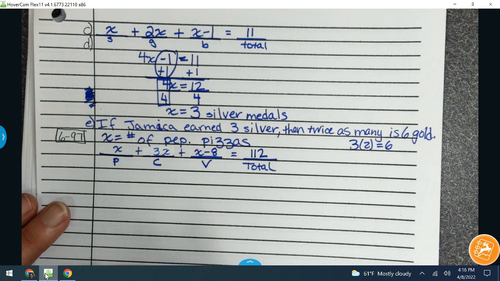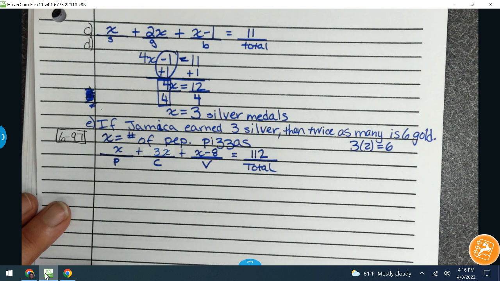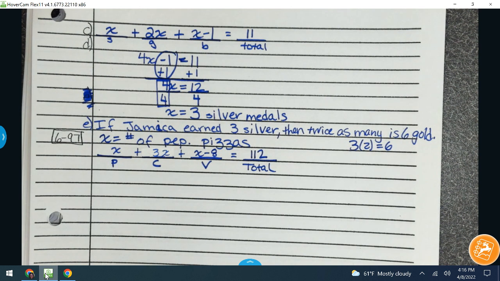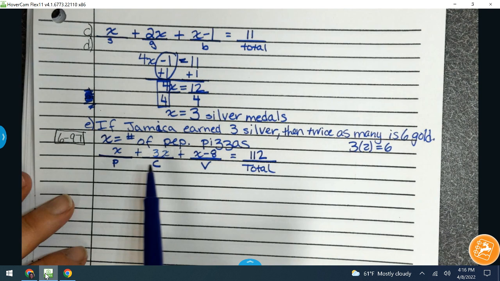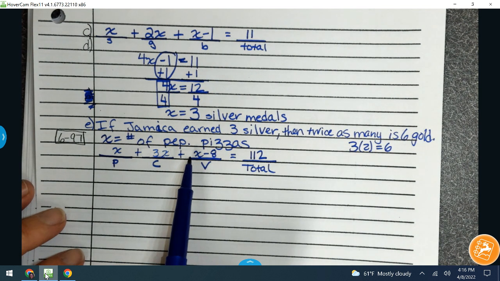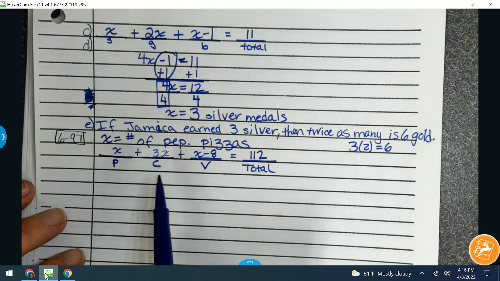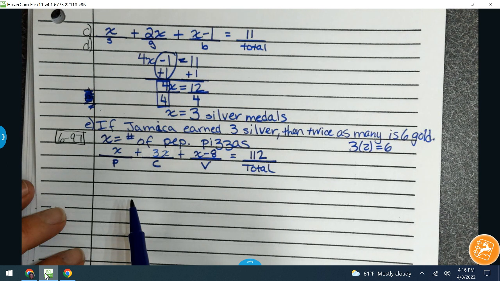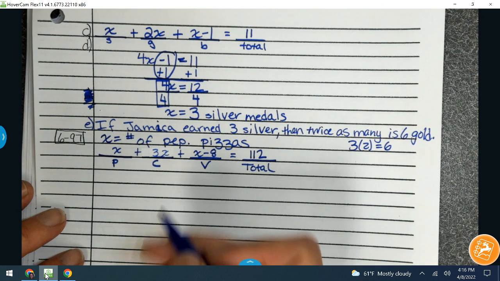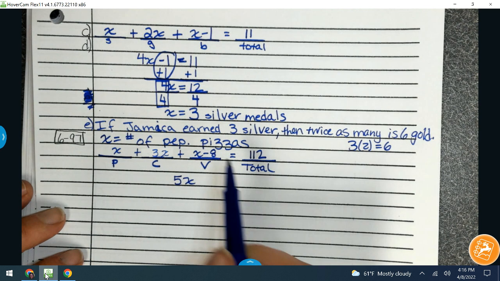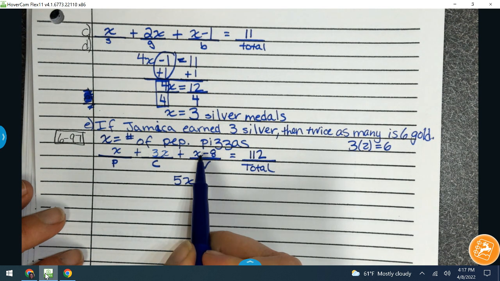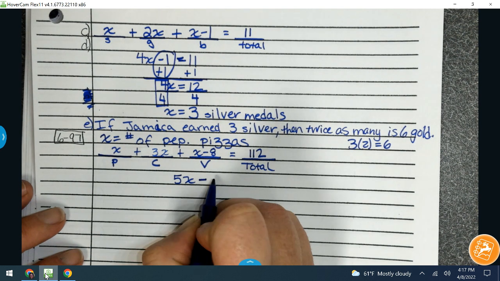Okay, so now we have our equation written. We are now going to start with the first step, which is combining like terms. We're going to add the ones that look together. So right now I'm looking at X's. How many X's do I have? Hopefully you see 5X. We still have our 1s right here. We haven't messed with them yet.